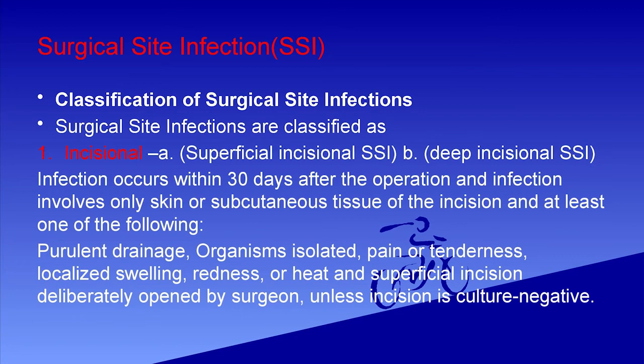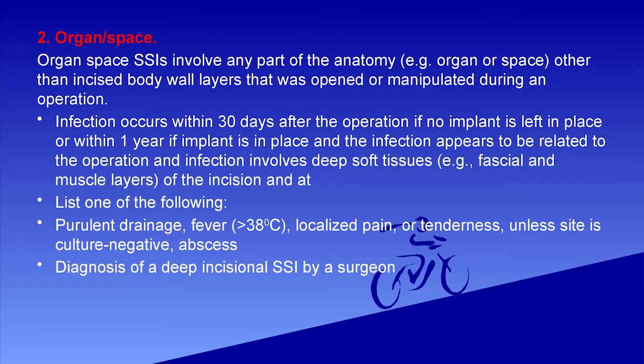It is divided into basically two parts. One is incisional, which is superficial, and deep incisional surgical site infection. Superficial SSI occurs within 30 days after the operation, and the infection involves only skin or subcutaneous tissue of the incision, with at least one of the following: pus discharge, organism isolated from the pus, pain and tenderness, swelling, and fever. Or the surgeon may report it as a surgical site infection if they feel it is one, regardless of the other symptoms.